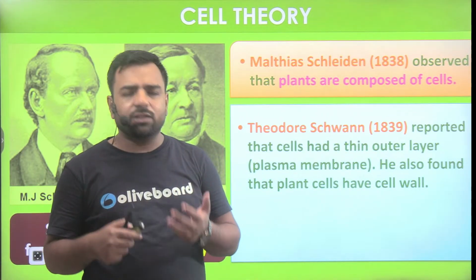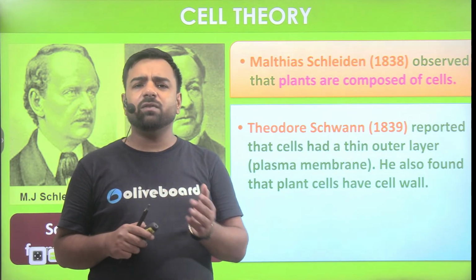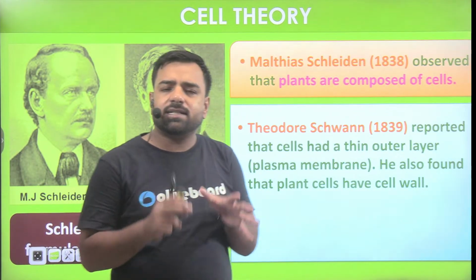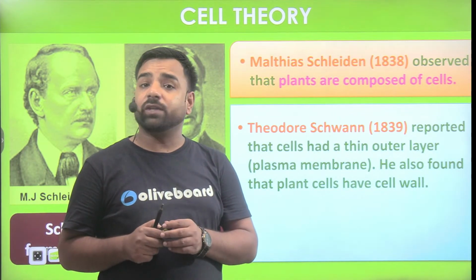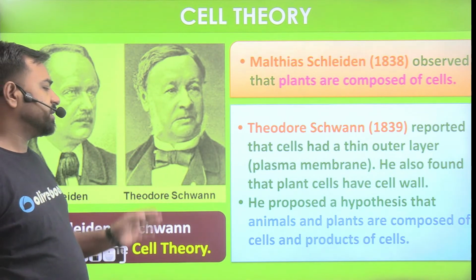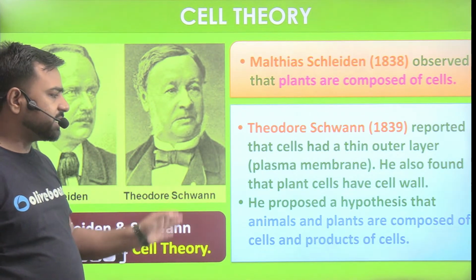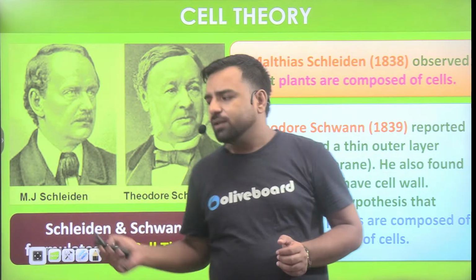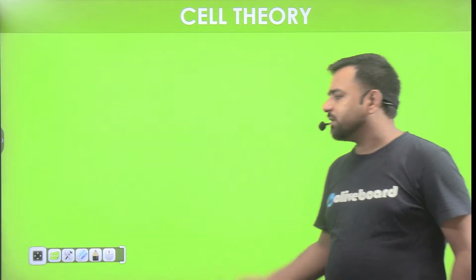So here when cell theory came in, everyone was aware that our body is made up of cells, but its extension was given by Virchow. He proposed a hypothesis that animals and plants are composed of cells and they are the product of cells. That means we are made up of cells, right? But its extension was actually given by him.